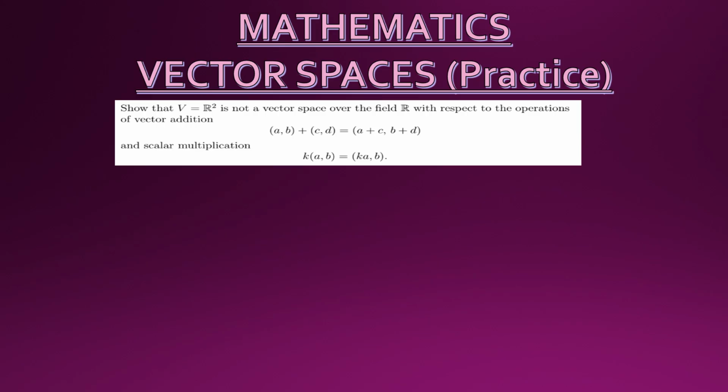Your first question says, show that V is equal to R square is not a vector space. We have to prove that it's not a vector space over the field R with respect to the operations of vector addition and vector scalar multiplication. So let's see how we will solve this. As you know, we have to show all the 10 properties that we had seen earlier. So first property was closure under addition.